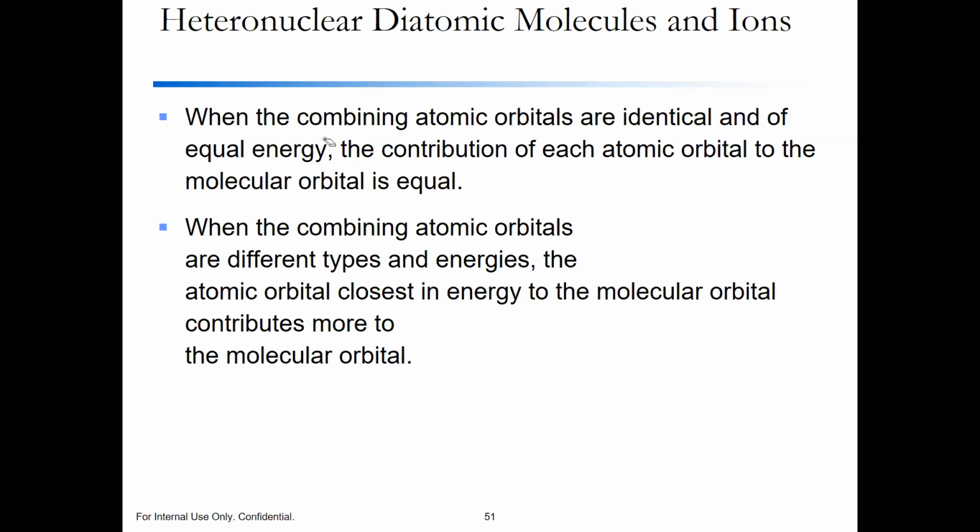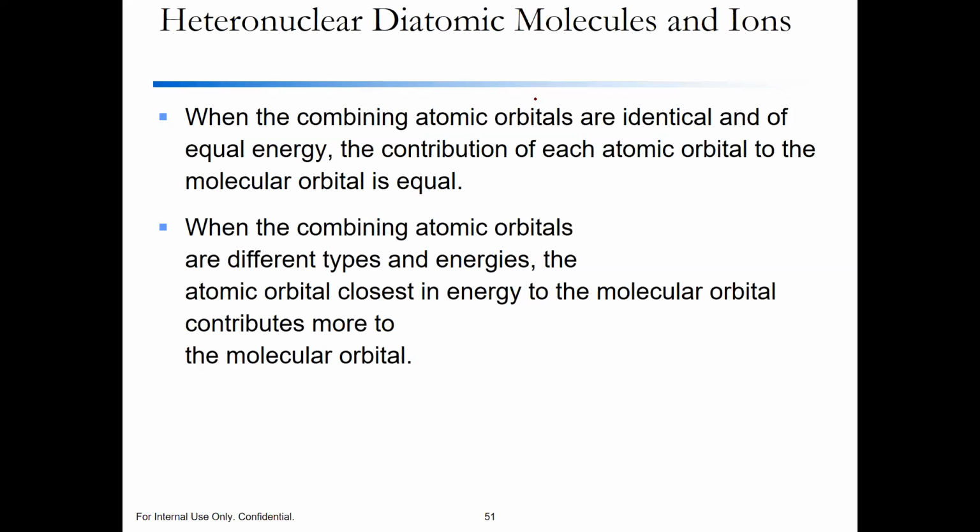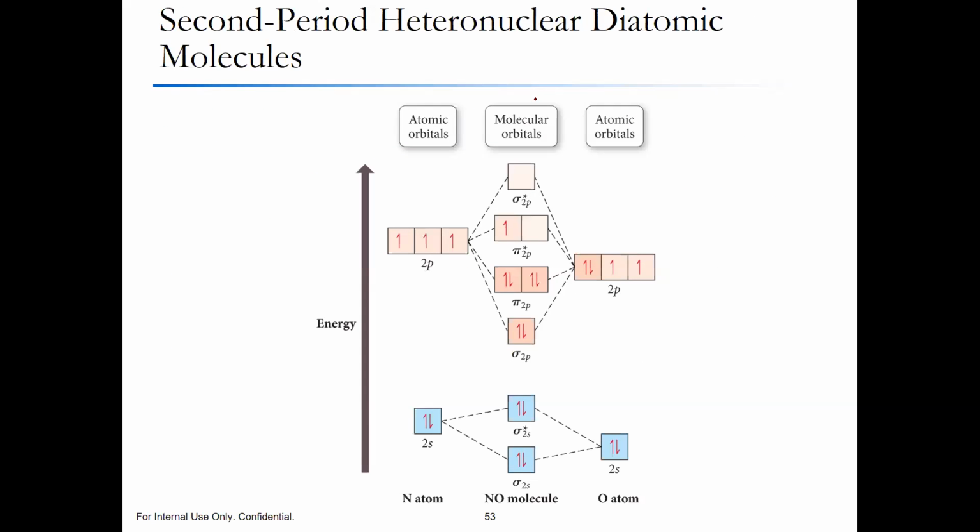All right. So now we could combine atoms. In this case, we combine atoms that are identical. But we could combine atoms that are not identical. So here's an example of what we could do. Combine a nitrogen and an oxygen. So why is the oxygen 2s lower in energy than the nitrogen 2s? Typically what we see is that the more electronegative the atom is, the lower the energy is. So these are two different atoms, so they're going to have two different energies. They're not going to be equal energies.